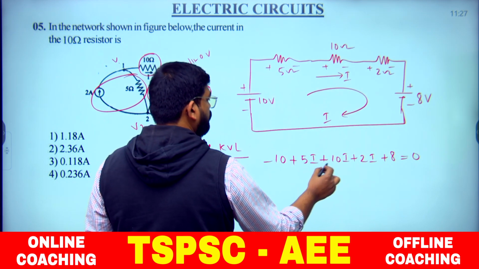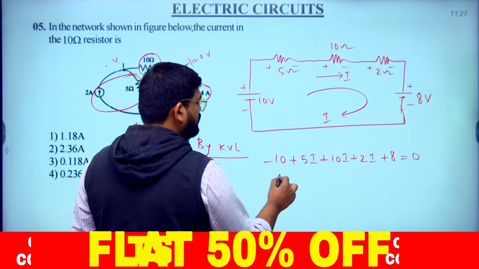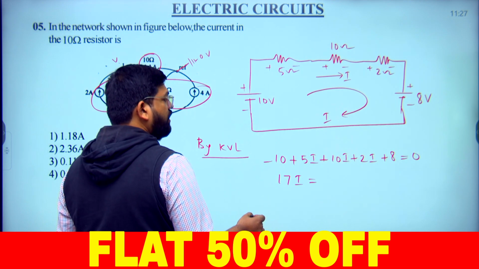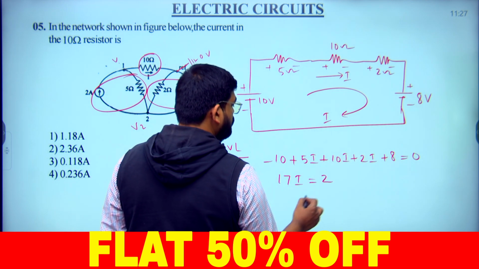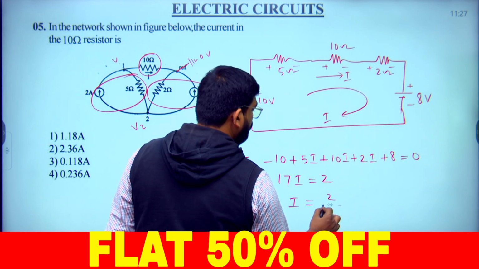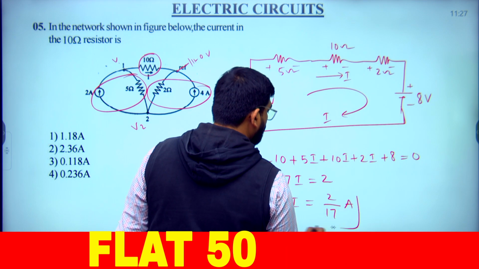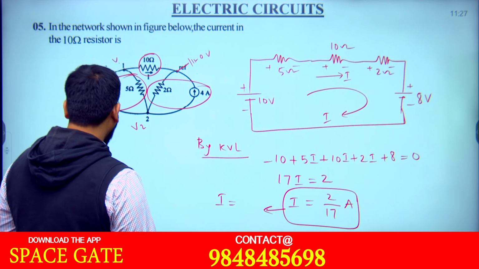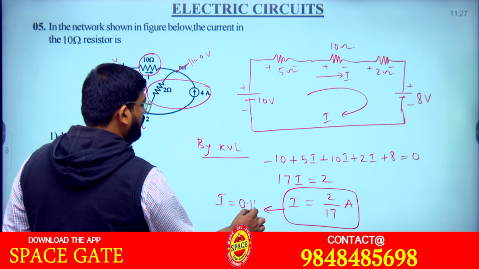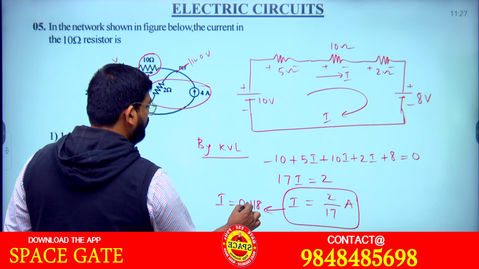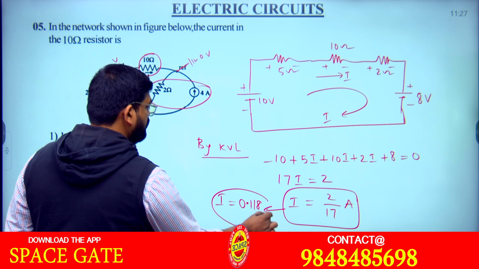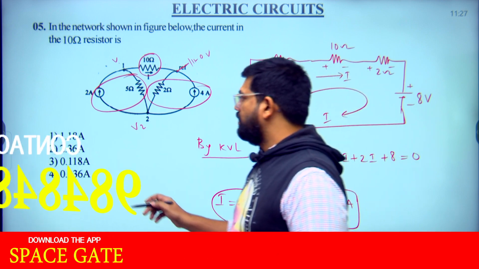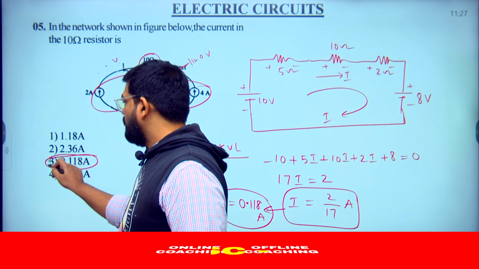Simplify here. 5 plus 10, 15 plus 2, 17 I is equal to how much? 8 minus 10 minus 2, if you take the other side, plus 2. So I is equal to 2 by 17 amperes, but in the options it is in another form. If you simplify further, we get 0.117 something, that is 0.118 amperes. So whichever the form, whether it is 2 by 17 or 0.118, this must be the right option.